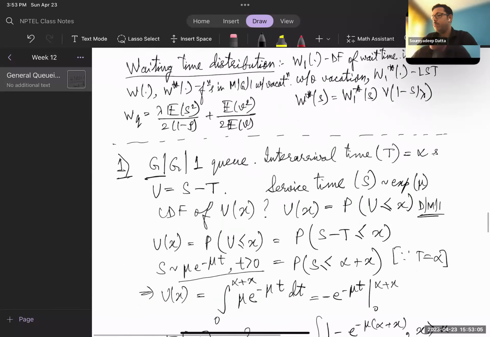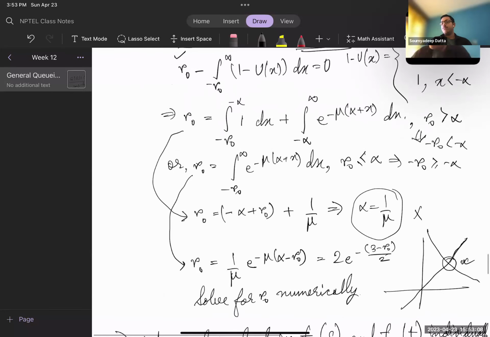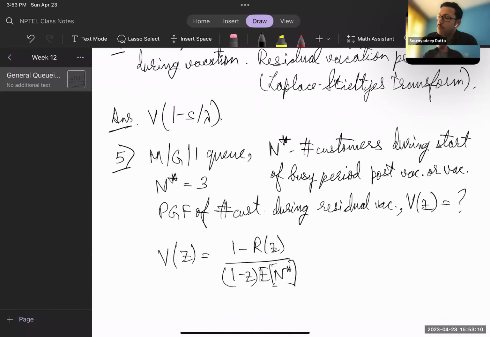So then, yeah, so R(Z), we know the value of expectation of n star, right? Because n star is equal to 3. So expectation of n star is also equal to 3. That's a fixed deterministic value.